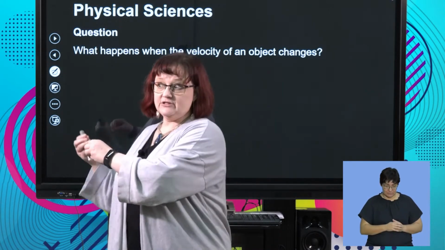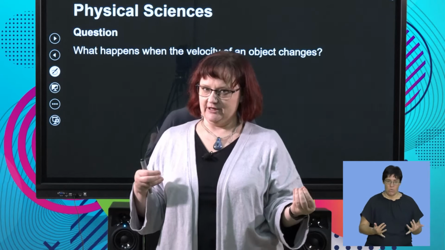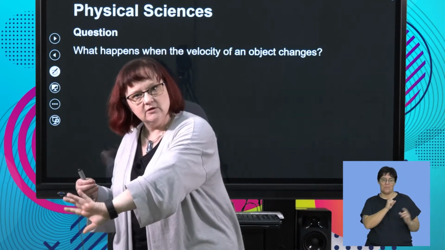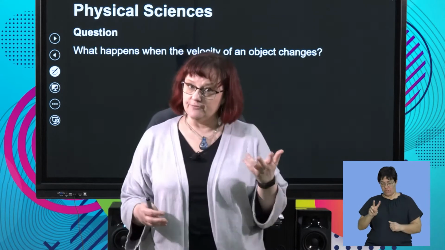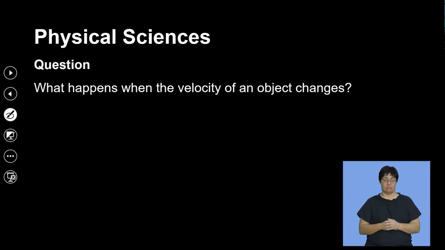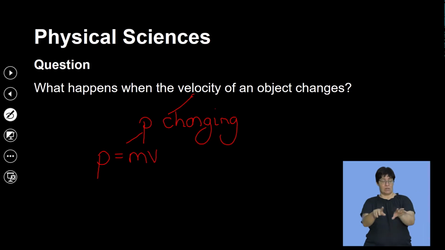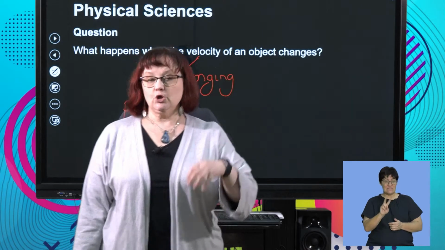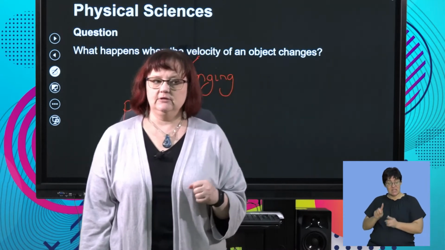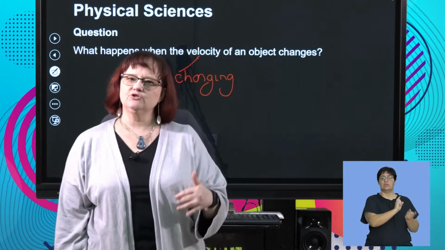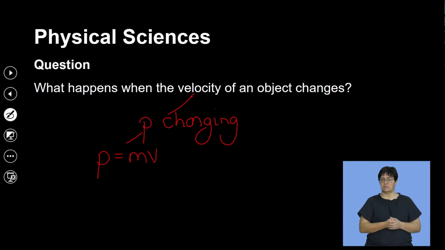I didn't ask how does the velocity change, because then that would be force. Only forces can change the velocity. So if the velocity of an object changes, that must result in the momentum changing. You're going to hear this lots. Why? Because momentum is mass times velocity. So if the velocity of an object changes, its momentum must change as well. Let's look at this.